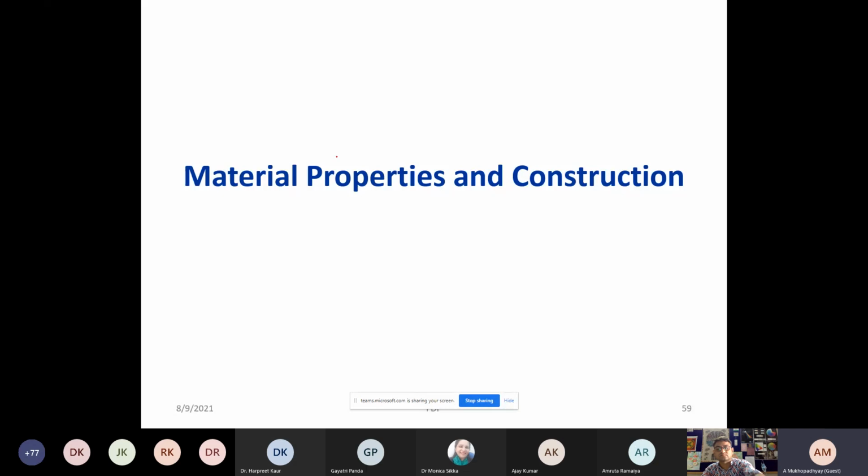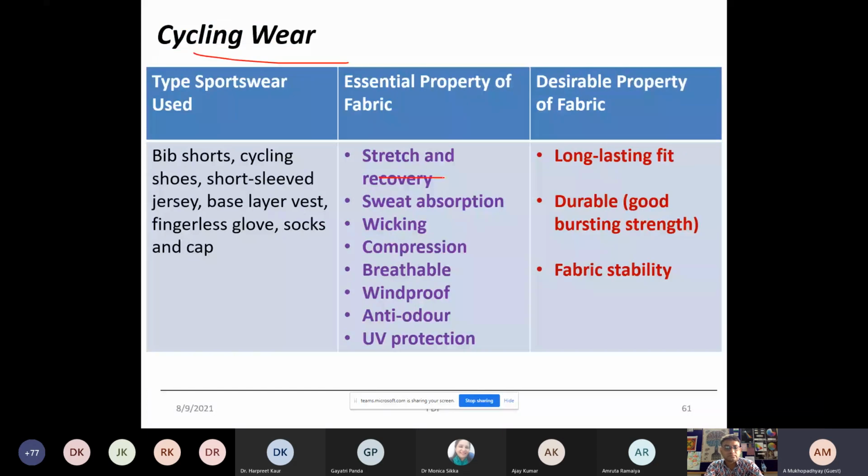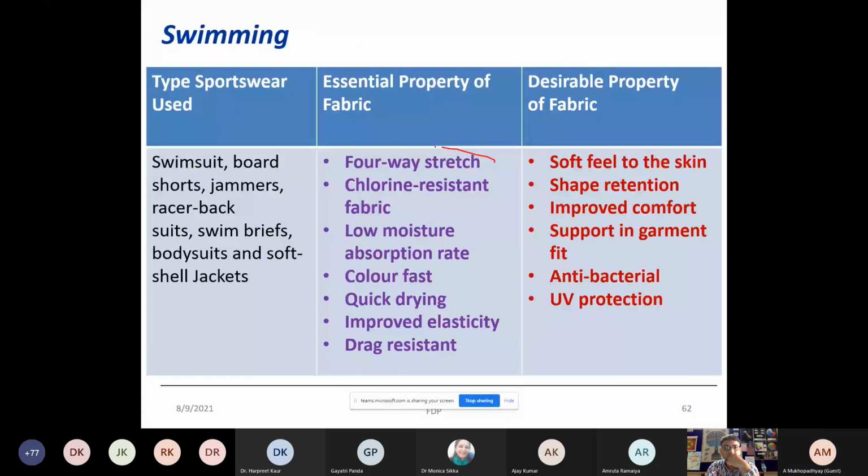Now I'm quickly going through some of the slides showing you the athletes. Some of you have asked about the material, but here you will get some idea about what the requirements are, what the desirable properties are. For athletes, cycling wear, the essential properties are stretching, recovery, and sweat absorption. So these are a must. If you look at swimming, 4-way stretch and chlorine resistant fabric are must, essential properties. And these are the desirable properties.